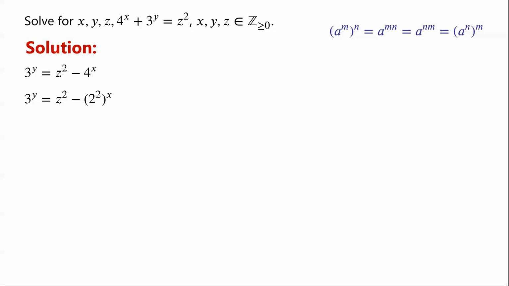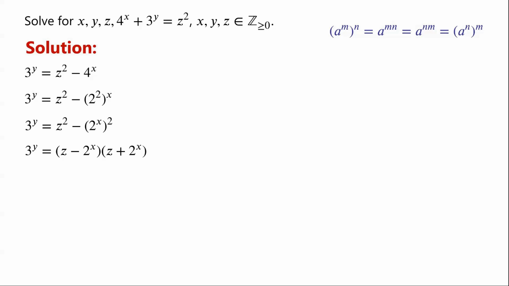By applying this, (2 squared) all to the power of x is equal to (2 to the power of x) all squared. So we can now write 3 to the power of y equals z squared, minus (2 to the power of x) all squared. Now the right side of the equation is the difference of 2 squares, which is equal to (z minus 2 to the power of x) times (z plus 2 to the power of x).